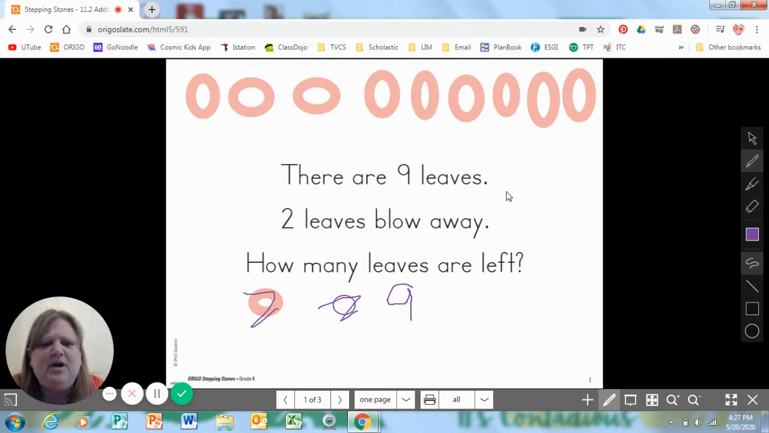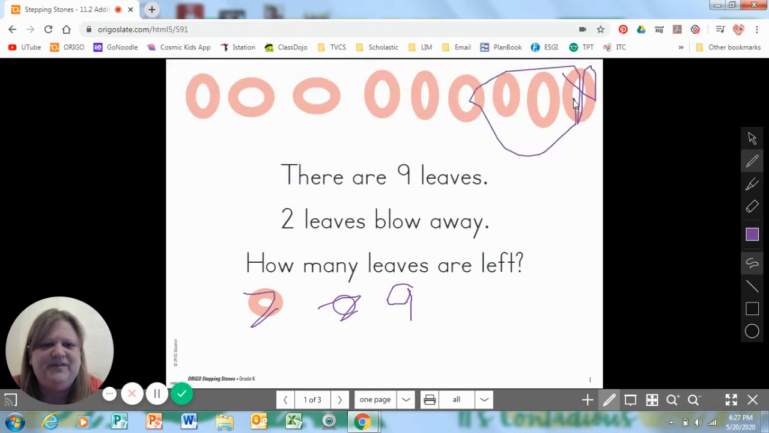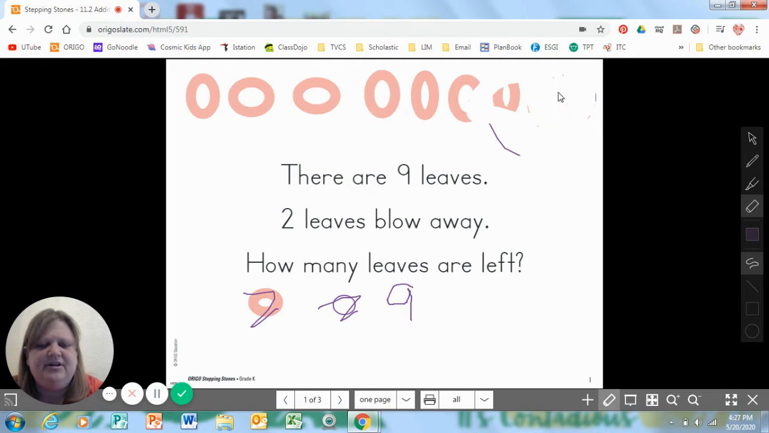Then 2 blow away. So I'm going to cross out 2. I didn't know that whole thing could move. Look at that. It erases. I didn't want it to erase all of it, but I'll erase 2 of them. Goodbye. There goes the 2 leaves. So 9 and a 2.